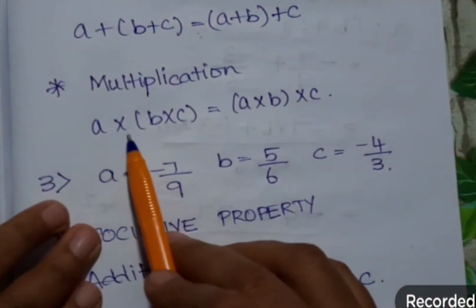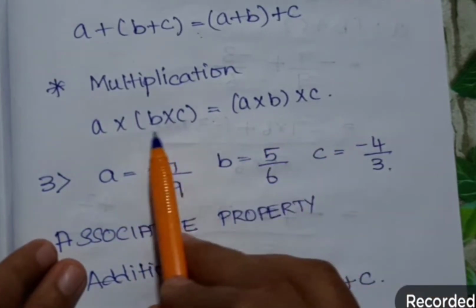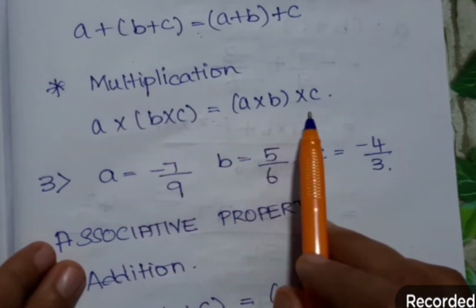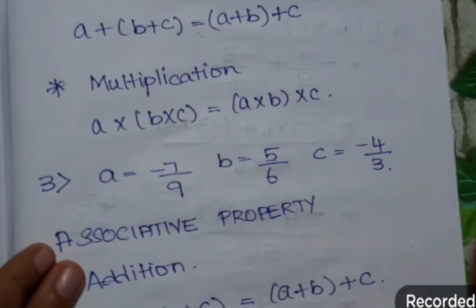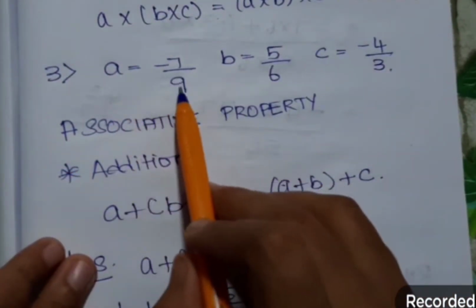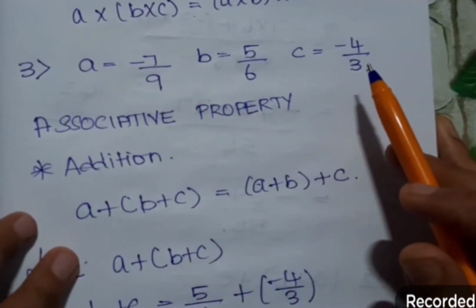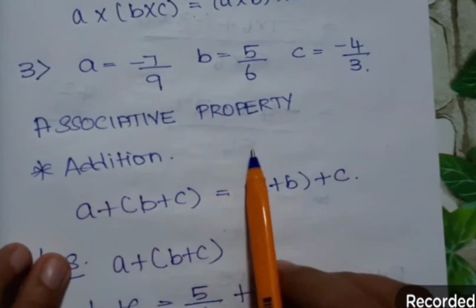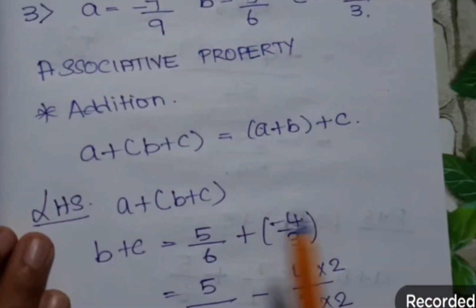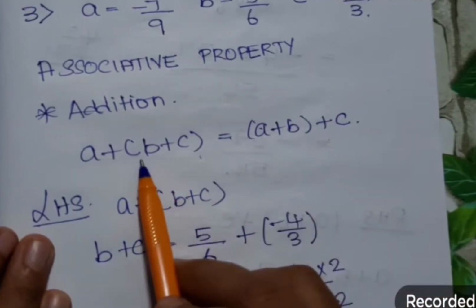That is multiplication: (A into B) into C is equal to A into (B into C). Just change and write the bracket. So check the bracket also. That is very, very important. When you are doing, you must find the calculation for the bracket terms inside first, and afterwards the outside. A value, B value, take and write as usual. All the values we took from the question. Associative properties of addition: (A plus B) plus C is equal to A plus (B plus C).